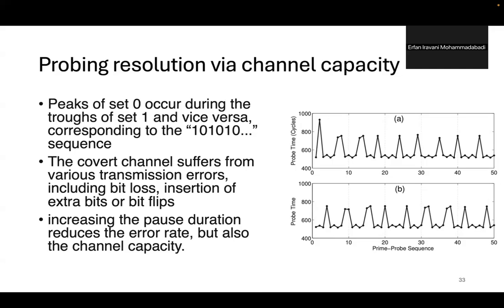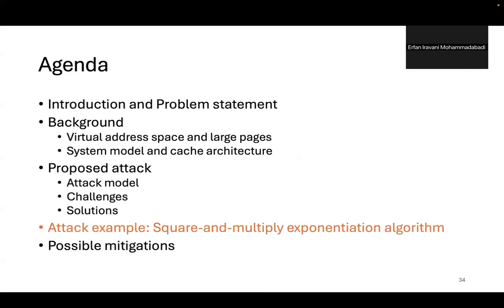So, despite this pattern, the covert channel is prone to errors because of bit loss, insertion of extra bits, or bit flips. And the pause duration between transmissions influences this error rate. But there's a trade-off here. Longer pauses reduce errors by giving the receiver more time to distinguish between ones and zeros, but longer pauses also reduce channel capacity, which in the end means fewer bits can be transmitted per unit of time.